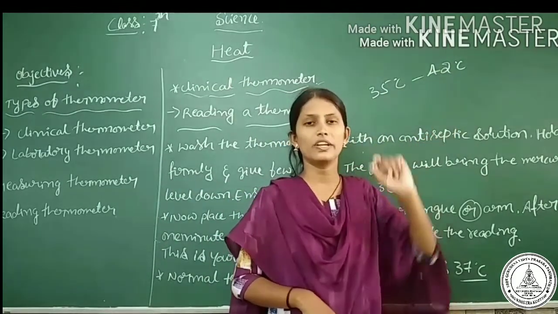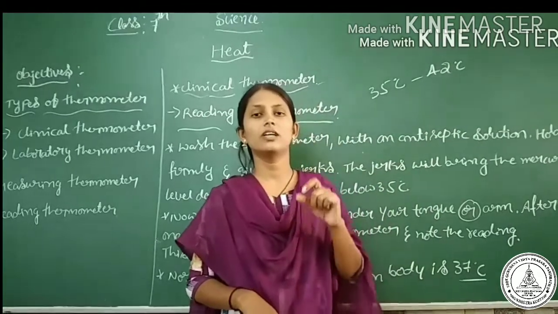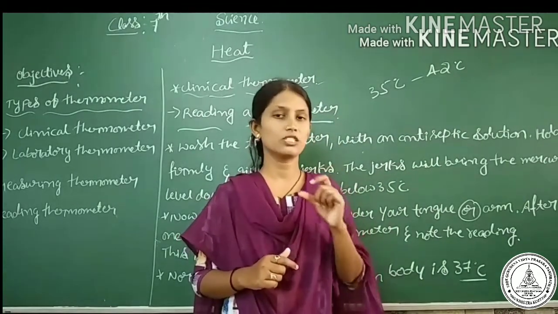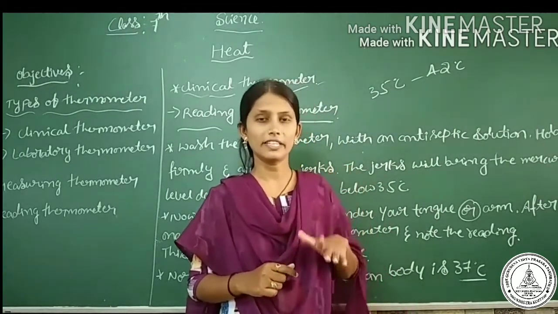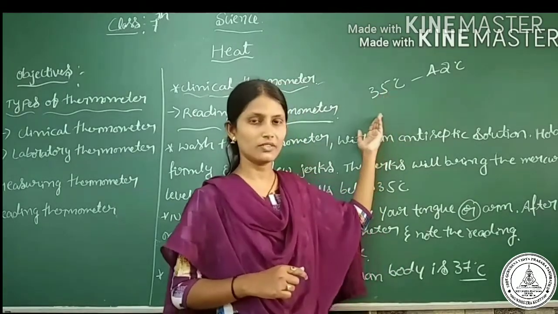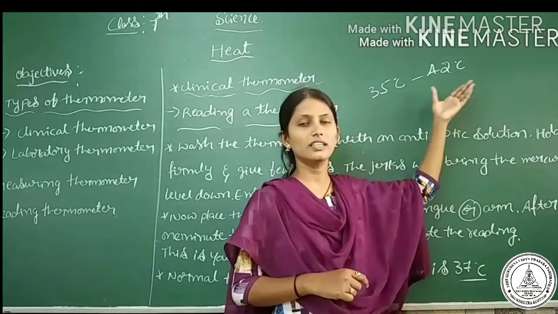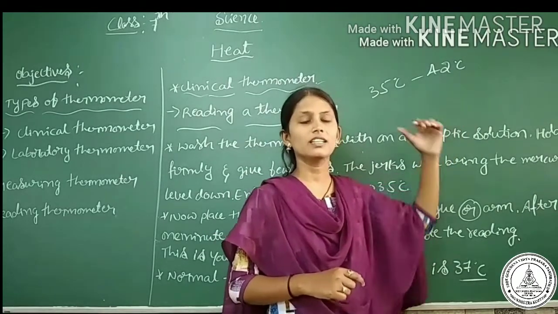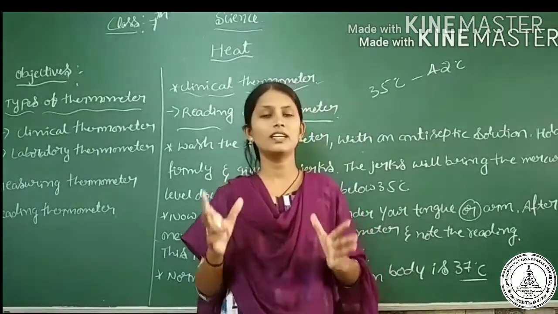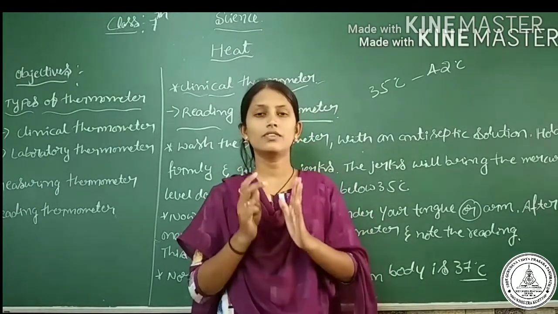So when you are measuring temperature using the clinical thermometer which is filled with mercury, the body temperature should not fall below 35 degrees and should not rise above 42 degrees. Clear? Because of this purpose, the clinical thermometer is arranged this way. It has been made for this purpose.